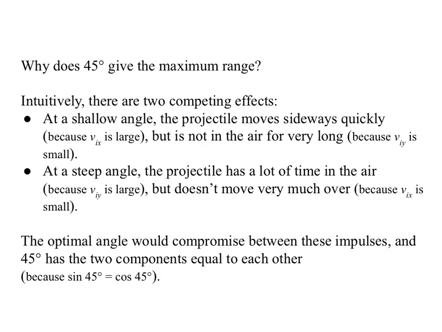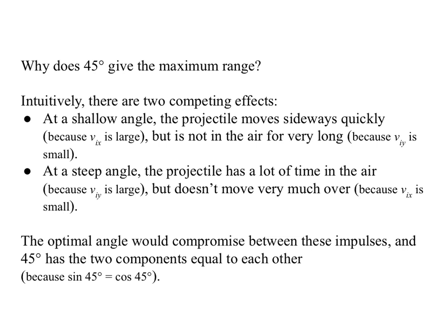Why does 45 give the maximum range? Well, there are two competing effects. At a shallow angle, the projectile moves forward very quickly, because vix is large, but it's not in the air for very long, because viy is small. So it doesn't get very far, even though it's moving very fast, because of how little time. And at a steep angle, the projectile has a lot of time in the air, since viy is large, but it doesn't move very far over, because vix is small. So even though it's in the air for a long time, it hardly makes any distance along the ground.